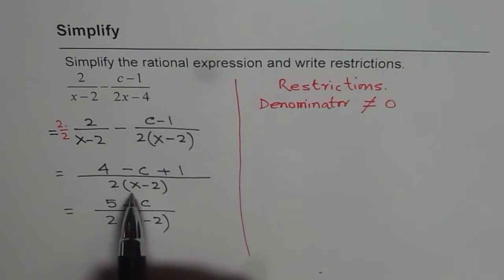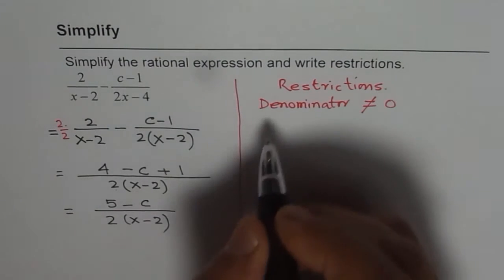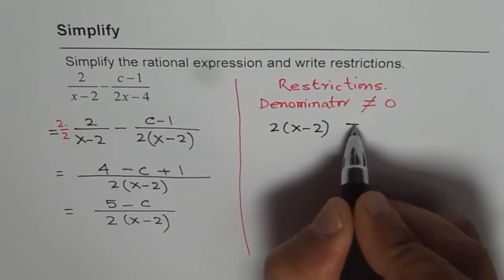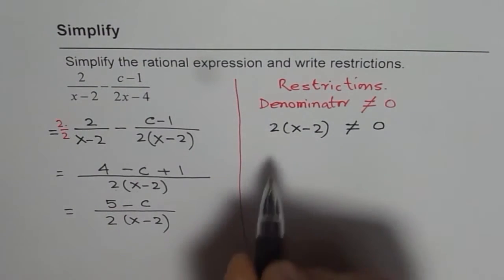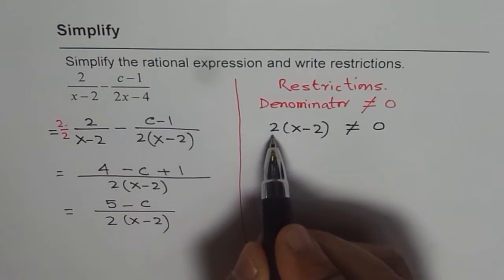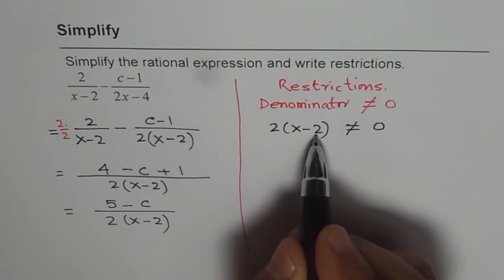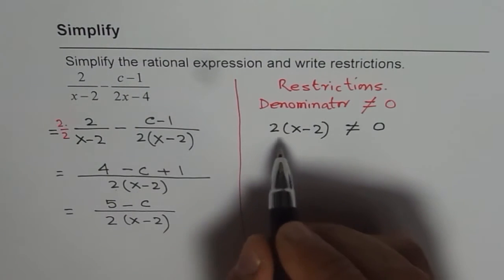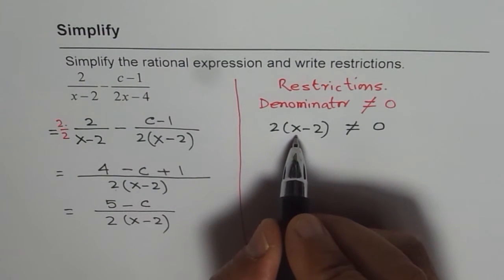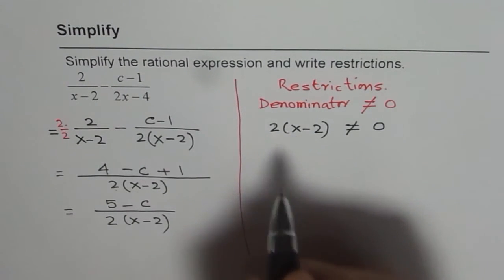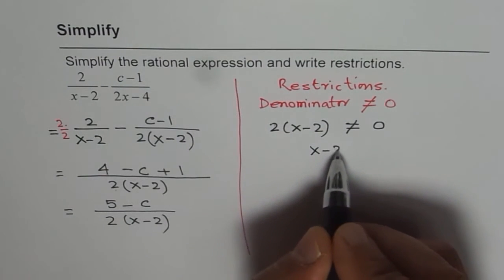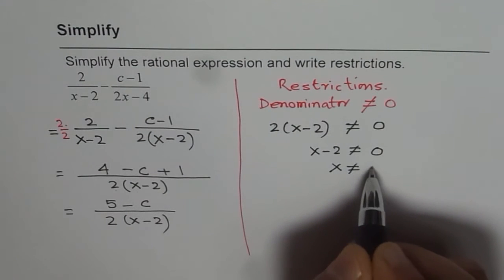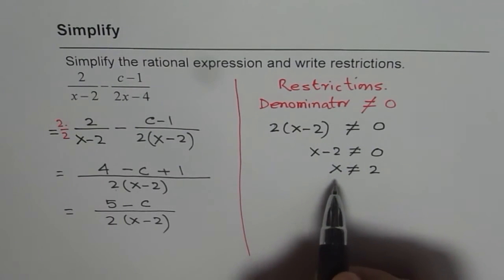Now in this particular case, what is the denominator? We can look into this common denominator. It is 2 times x minus 2, and that should not be equal to 0. Now 2 can never be 0, it is a constant number, but x minus 2 can be 0. When is x minus 2 zero? It will be 0 for x equals 2, right? So let's solve for it. x minus 2 cannot be equal to 0 gives us x is not equal to 2, and therefore that is the restriction.